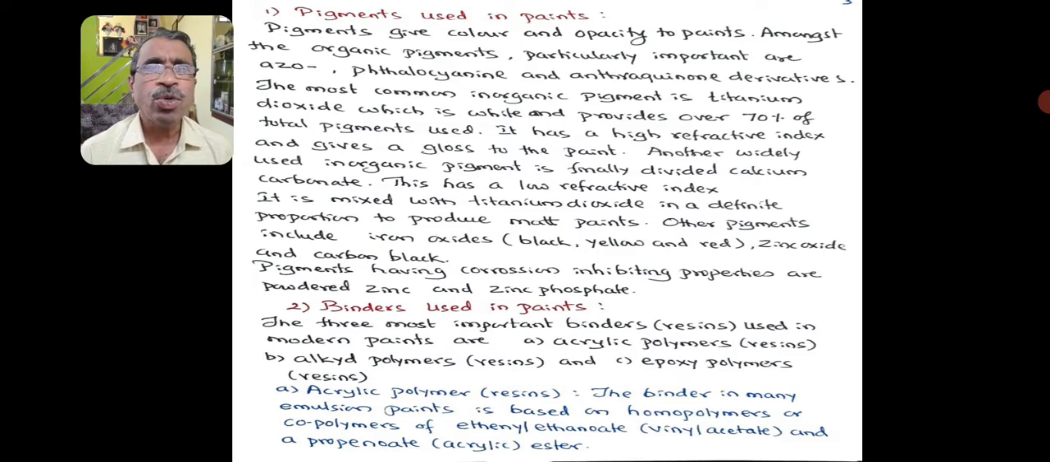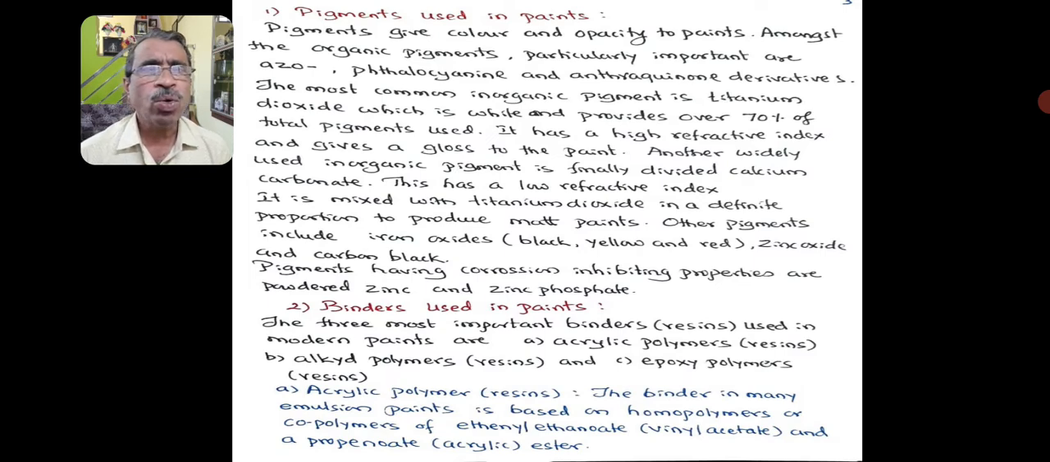Another widely used inorganic pigment is finely divided calcium carbonate. This has a low refractive index. It is mixed with titanium dioxide in a definite proportion to produce matte paints. Other pigments include iron oxides, which give black, yellow or red color, zinc oxide and also carbon black.